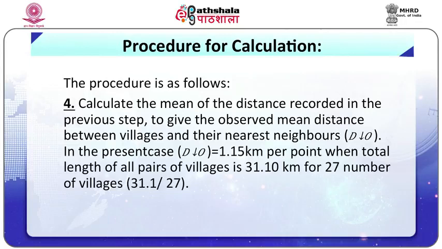Now step 4: calculate the mean of the distances recorded in the previous step to give the observed mean distance between villages and their nearest neighbors, d bar O. In the present case, d bar O is equal to 1.15 kilometer per point, when the total length of all pairs of villages is 31.10 kilometer for 27 villages, that is 31.1 upon 27.